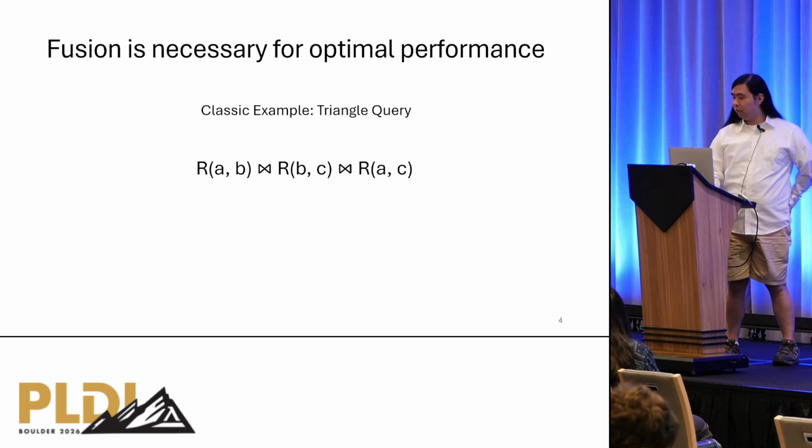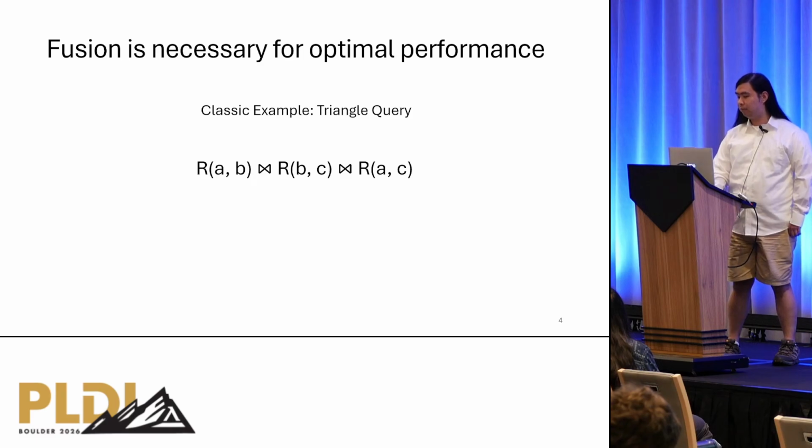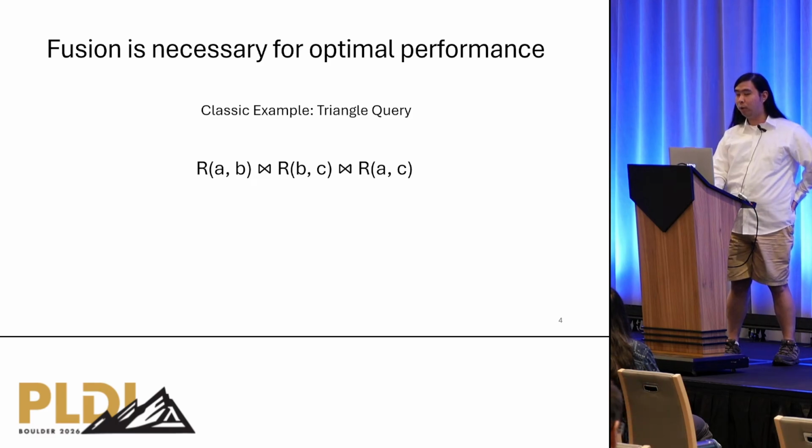For many queries, fusion is necessary for optimal performance. The benefits of fusion are especially pronounced for cyclic queries, which show asymptotic improvements from fusion. The classic example of this is a triangle query shown here, where we have three vertices A, B, and C, and we join on the three pairs of edges between them.